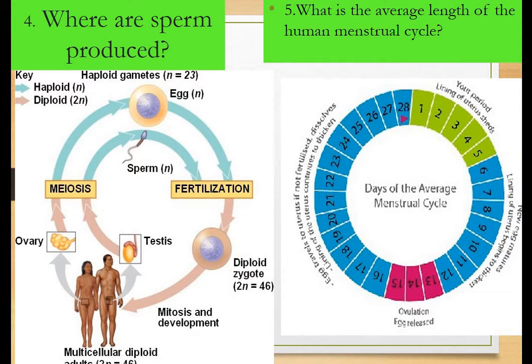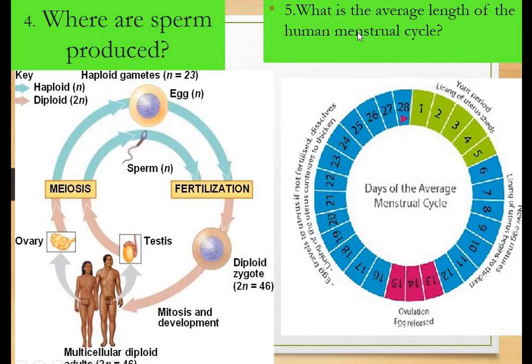Question 4, where are sperm produced? Most people got this right. There was just a little bit of confusion between testes, testicles, and testis. So a male has 1 testis where the sperm are produced, 2 testes, which is plural, and the testicles are the testes plus the scrotum, the sac. Those were generally marked correct.